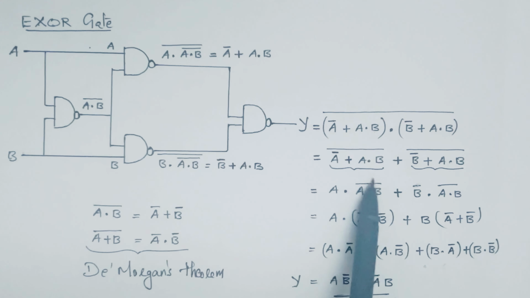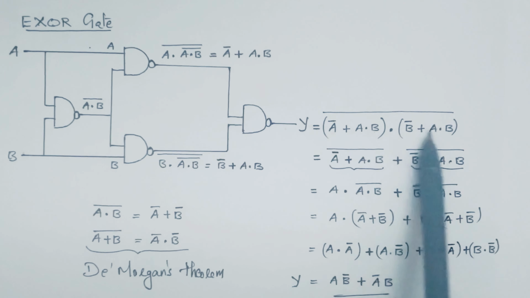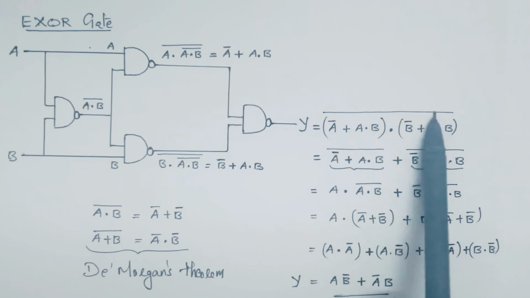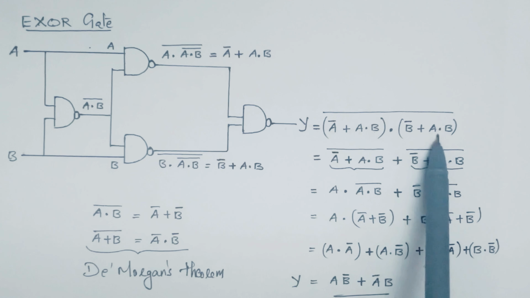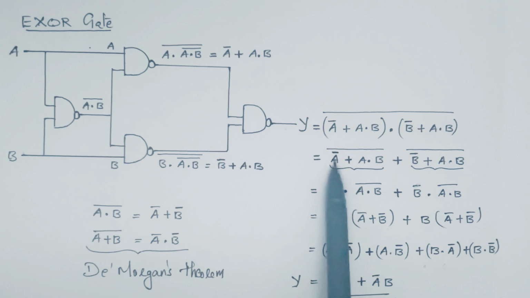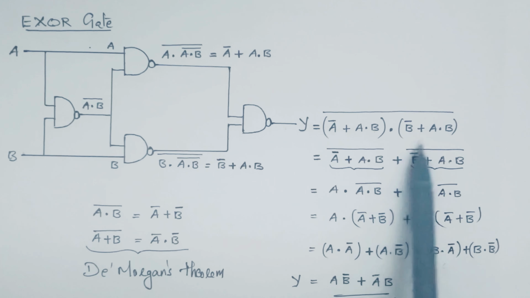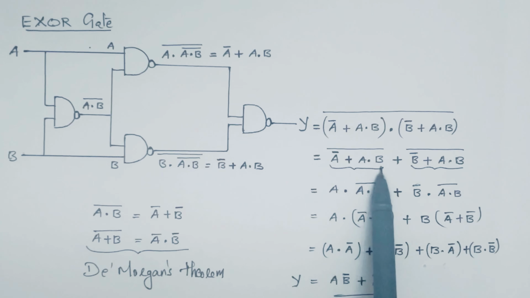Now we are going to simplify this using De Morgan's theorem. So this entire term we are going to consider as a single term A, and this we are going to consider as B. So A dot B the whole bar. What is A dot B the whole bar? A complement plus B complement. What is A here? A bar plus A dot B the whole bar plus B bar plus A dot B the whole bar. Now again we are going to apply De Morgan's theorem for this term.